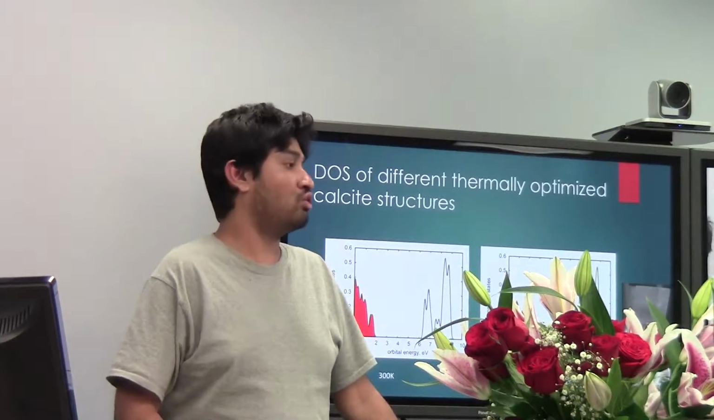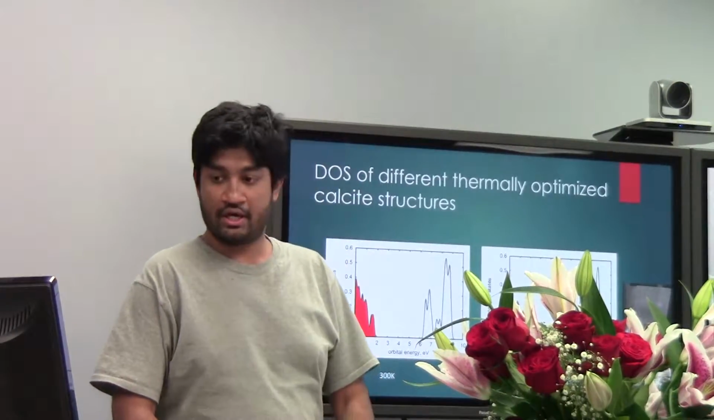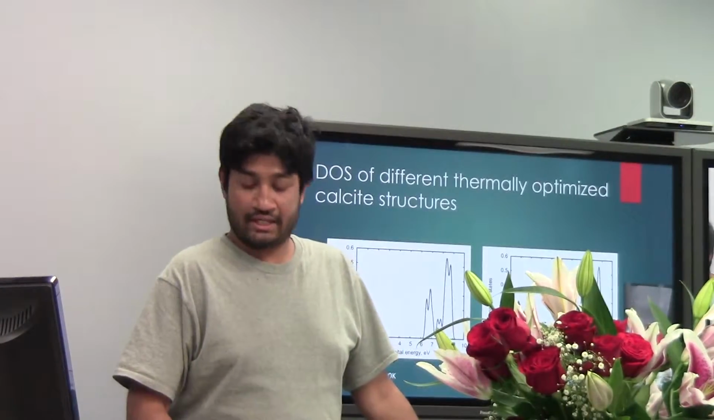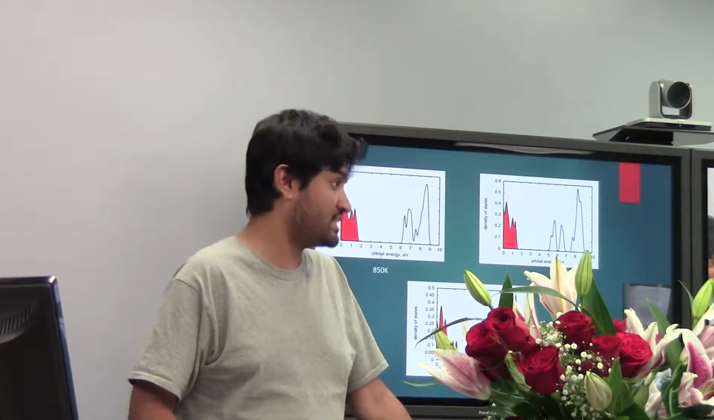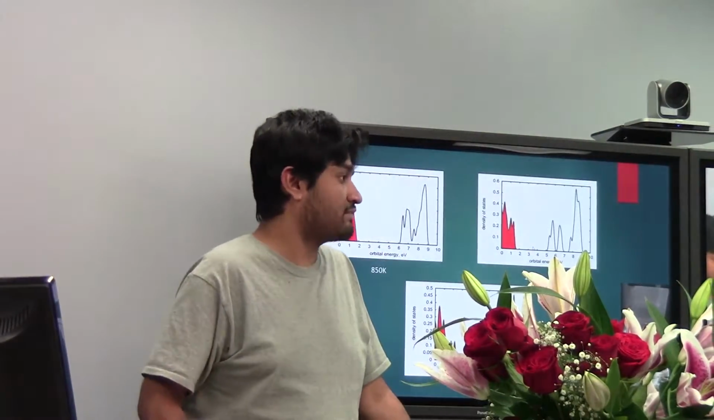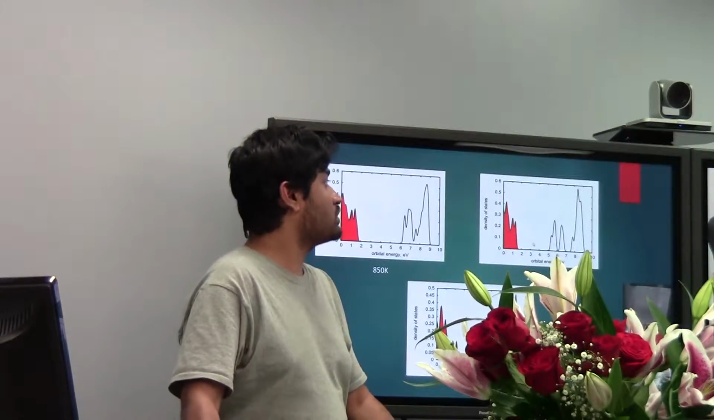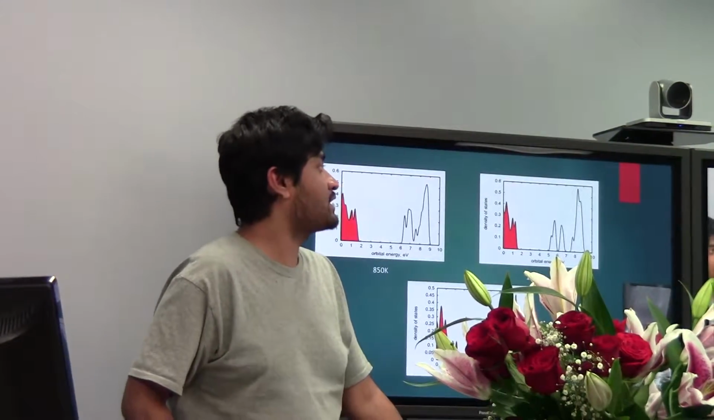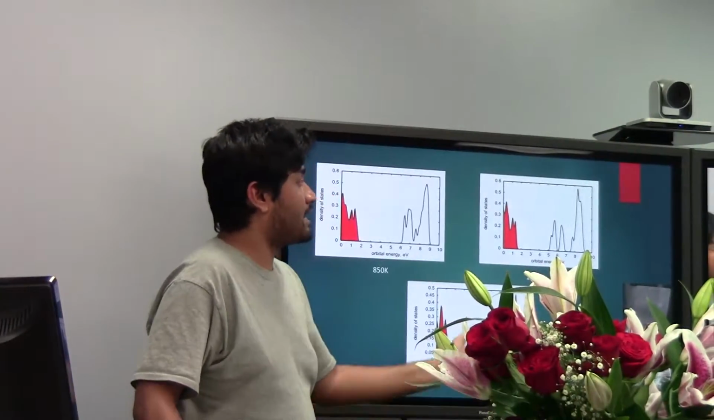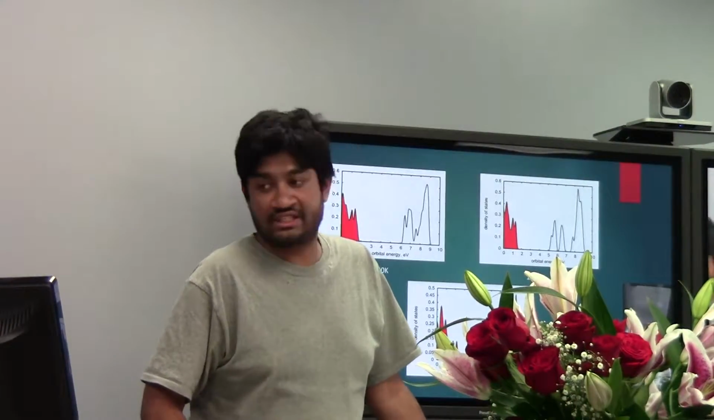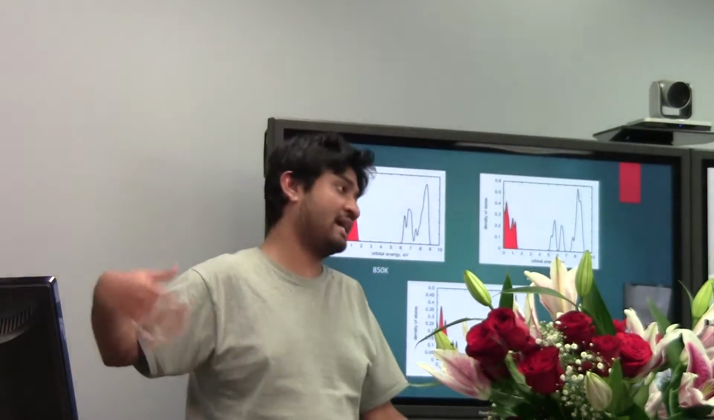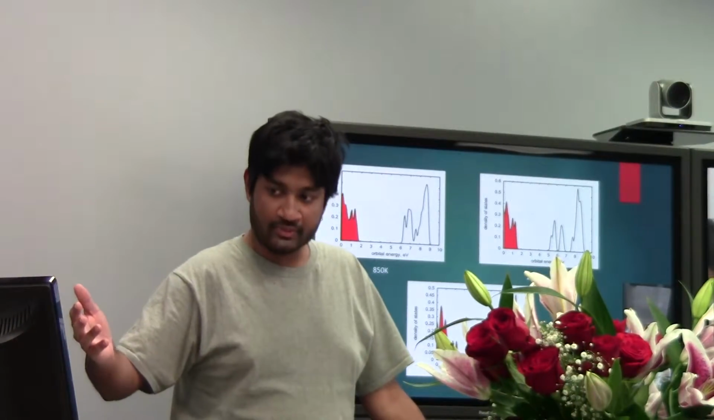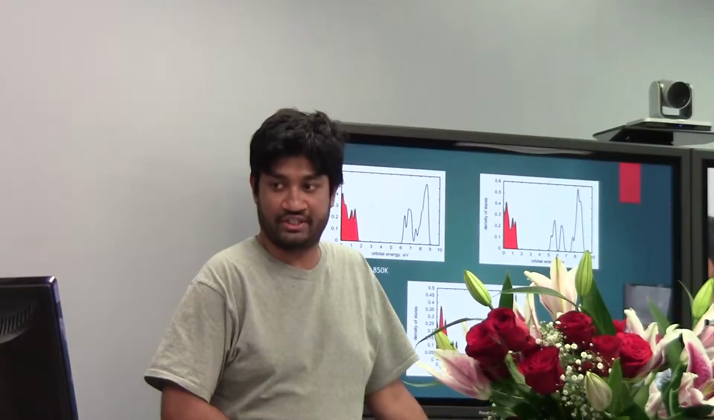If we look carefully at these DOS diagrams, we can find that with the increment of temperature the HOMO-LUMO gap is decreasing, but up to 800 Kelvin we cannot find any significant change in the gap. From 1000 Kelvin we can find a significant gap between HOMO and LUMO, because the thermal decomposition of calcite completes at about 900 Kelvin. After that, if the MD is done at higher temperatures, that energy gap is supposed to be decreased.